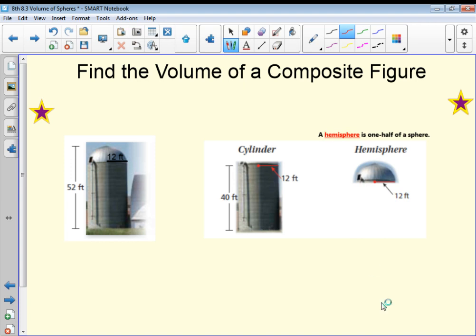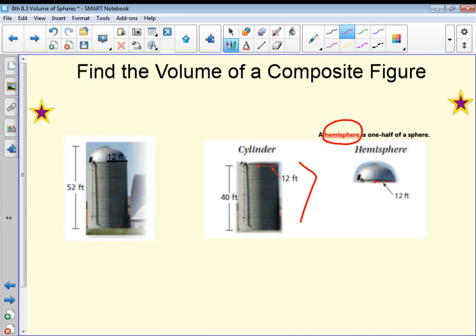Okay, so in this part of the lesson, we're going to be working with composite figures. In this part, we're taking previously learned information from the first part of our 3 sections and piecing them together. If you look at this grain bin, we have 2 parts making it up: a cylinder, and then a sphere. This is also known as a hemisphere. A hemisphere is just half of a sphere.